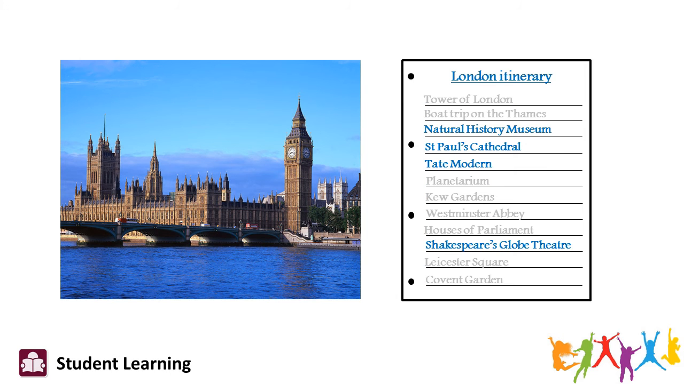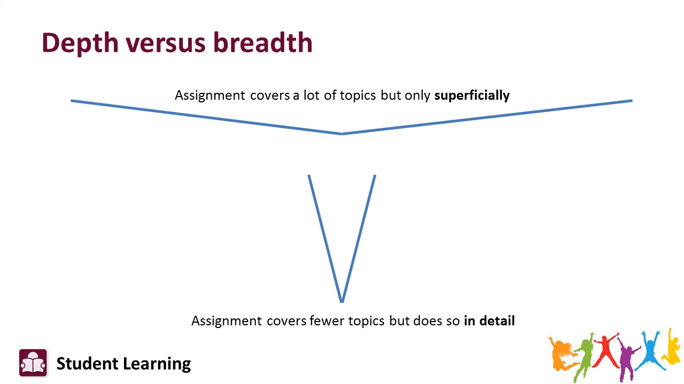Now imagine instead you made a shorter list of priority attractions. This way, although you would visit fewer places, you would actually get to spend more time at each and get to know each in more detail, and you'd probably have a richer experience as a result. You would also be much less pushed for time, so you wouldn't need to worry so much about getting everything done that you wanted to. The same goes for your assignment.